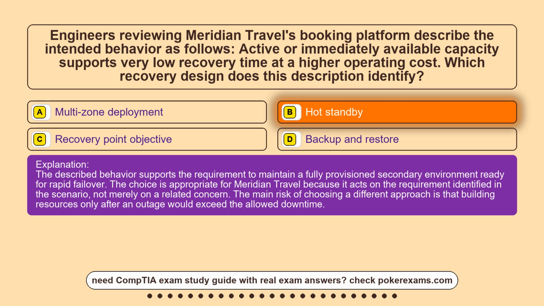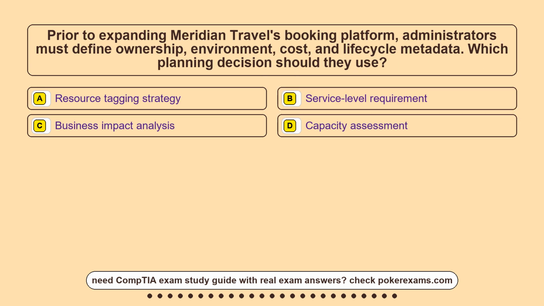The main risk of choosing a different approach is that building resources only after an outage would exceed the allowed downtime. Question 7. Prior to expanding Meridian Travel's booking platform, administrators must define ownership, environment, cost, and lifecycle metadata. Which planning decision should they use?